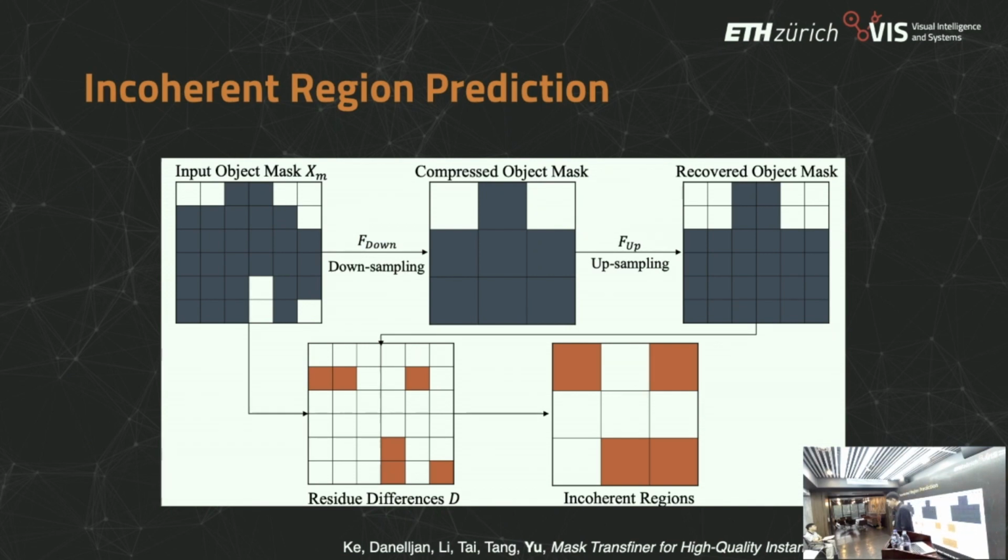And to solve this problem, we take a very direct approach. We call it incoherent region prediction. Basically, we look at which information is lost in this mask downsampling, and then predict that directly. Let's say this is the original mask, and then this is a downsampled mask. We just take a difference between these two masks. Of course, we first upsample the downsampled mask with a naive method, here just nearest neighbor sampling. And then we take a difference and we get this mask.